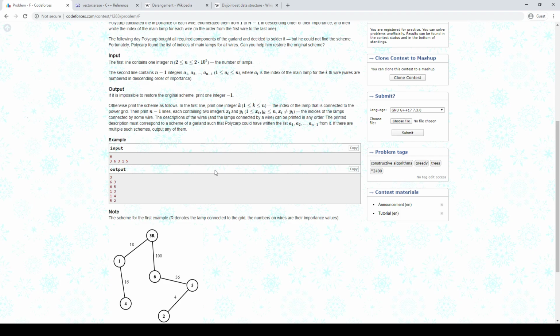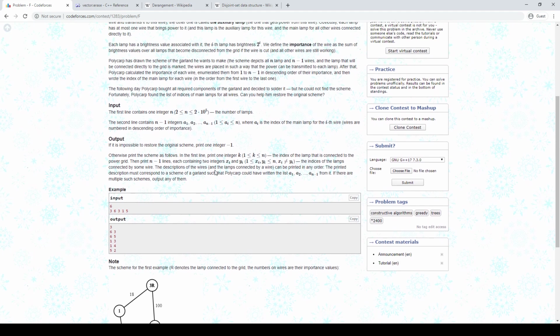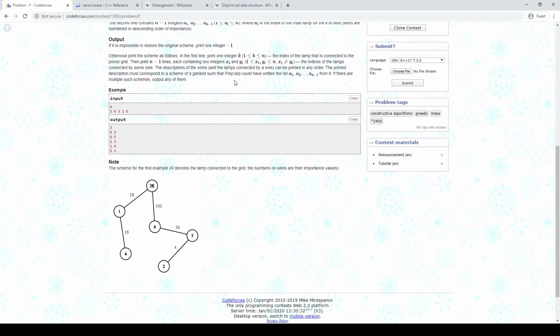Okay, so we have the parents of each edge, but we don't have the children, and the only other information we have is some weird thing about the order, which is that they're ordered by the sum of the weights of the vertices that you would disconnect by cutting this edge, which is a very weird condition, but let's think about it.